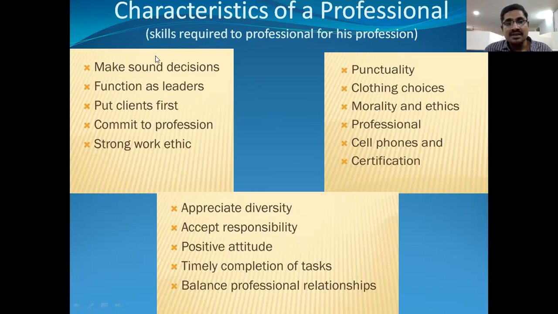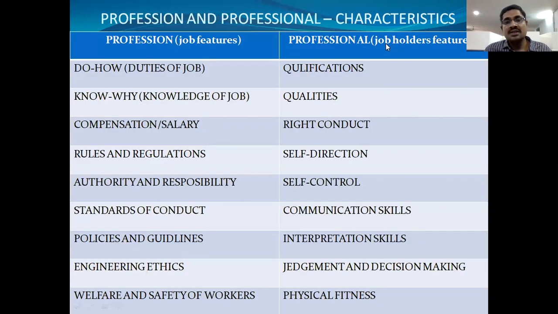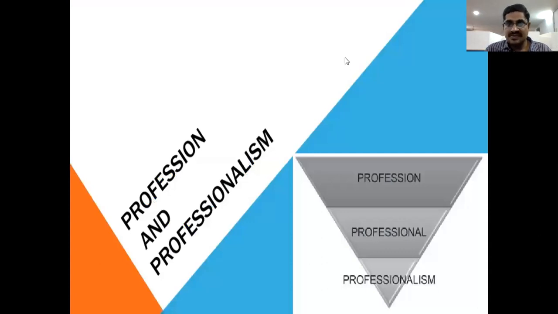These are the skills required of a professional or a job holder for his work or his job, right? So here, profession and professionalism. Profession means a job. Professional means a job holder. Professionalism means the abilities, capabilities, knowledge and experience for a particular job held by the job holder. That is called professionalism, right?